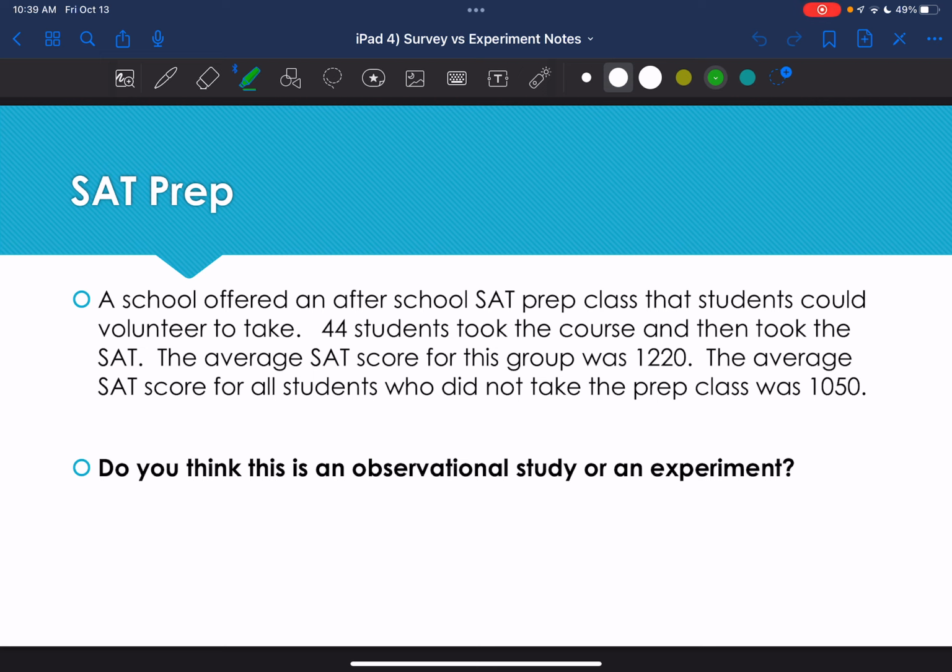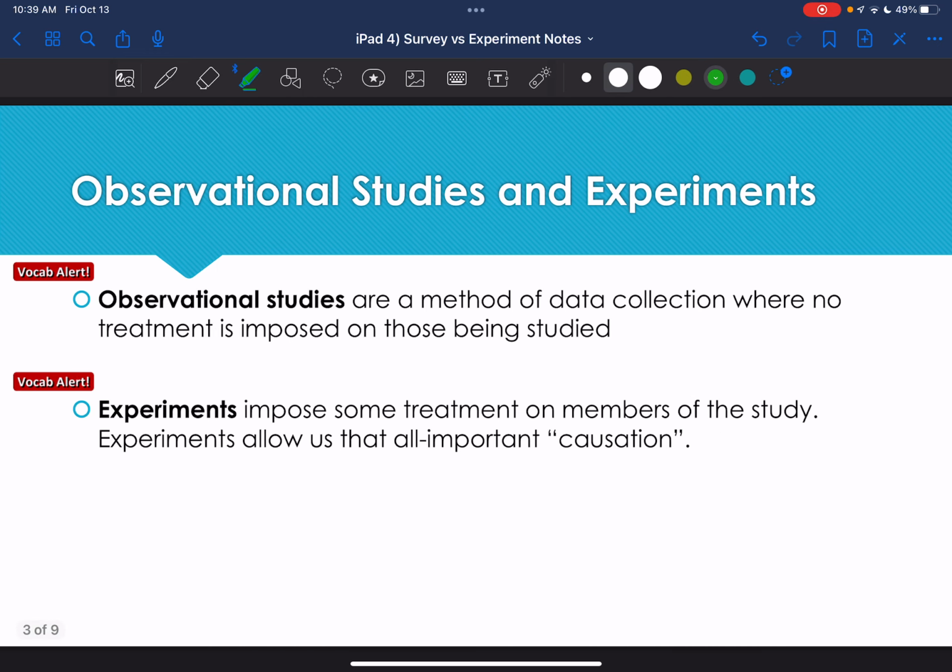Well, the researchers in this case did something, right? They weren't just watching, they weren't just asking a question. They imposed a treatment. They put people through this class. So this actually is going to be an experiment. Now, is it a good experiment? Not really, because there's a bunch of other things that we need to hit in order to make a good experiment, but this is an experiment. So that's the main difference.